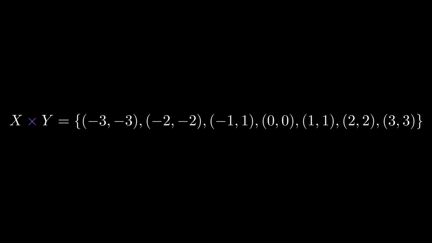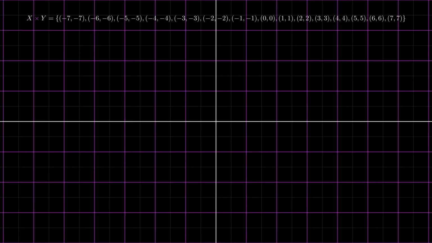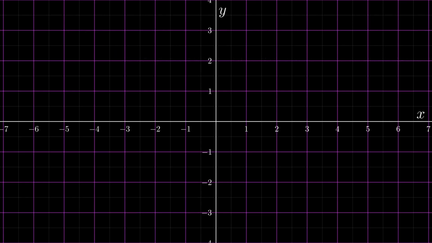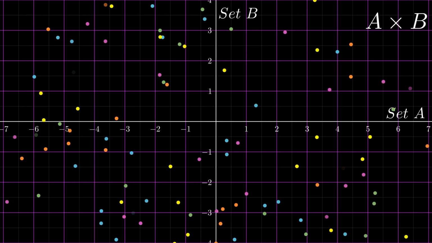This concept is fundamental. It's the basis for the Cartesian coordinate system, your standard XY graph. Think of set A as all the x values and set B as all the y values. The Cartesian product, A times B, is the set of all possible x,y points on the graph. It's how we get from a 1D line to a 2D plane.